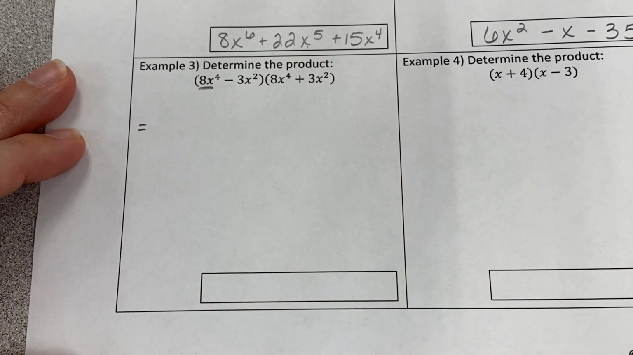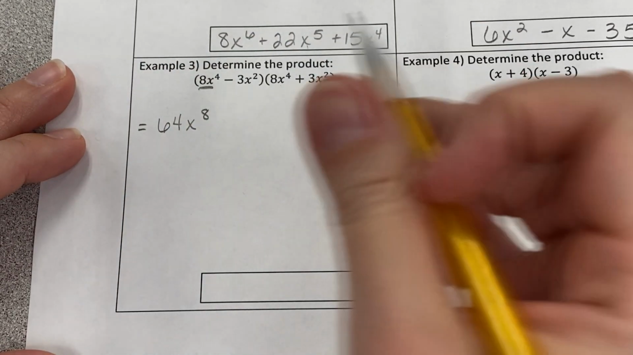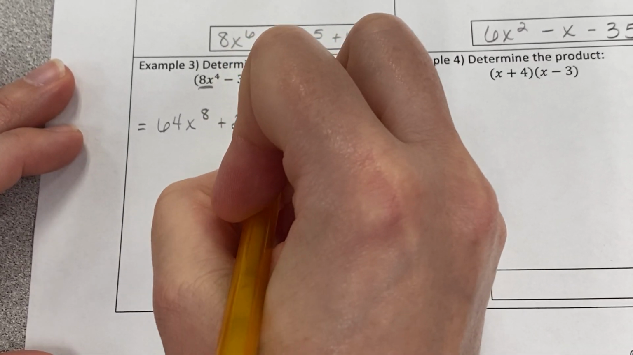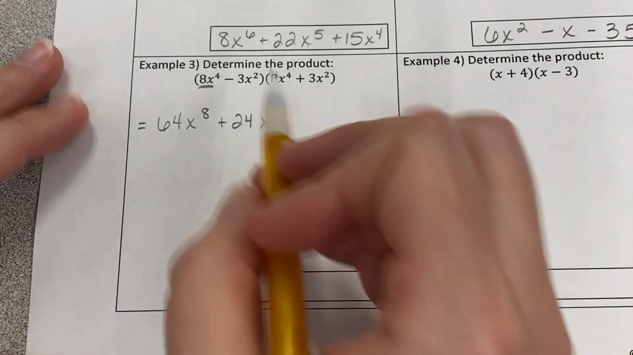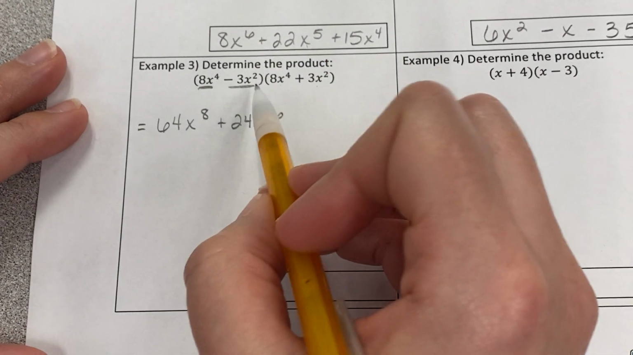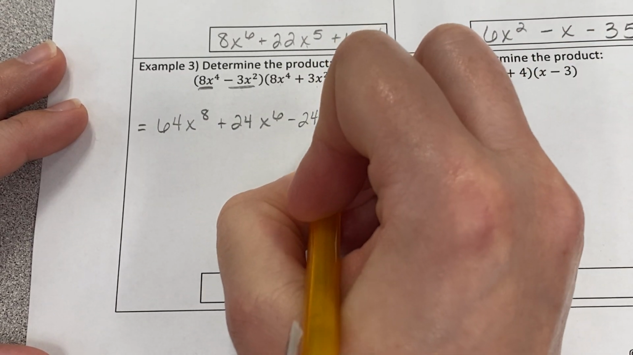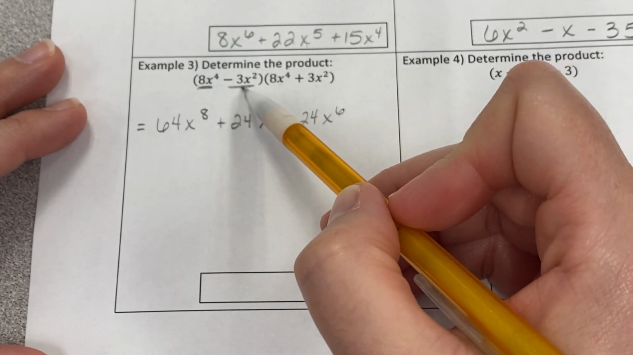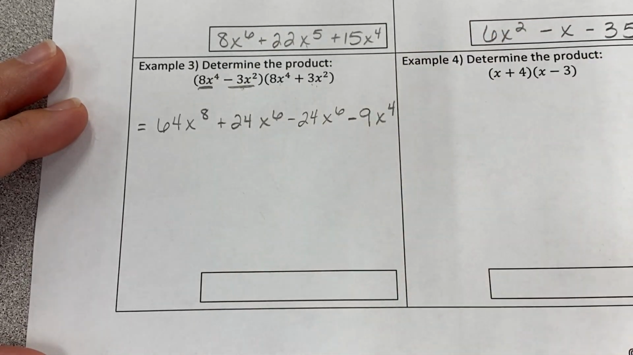First, I'm distributing this. 8x to the fourth times 8x to the fourth is 64x to the eighth. Then 8x to the fourth times 3x squared is 24x to the sixth. Remember, we multiply the coefficients, we add the exponents. All right, let's move on to this next term. Distribute that. -3x squared times 8x to the fourth is -24x to the sixth. And then these last, -3x squared times 3x squared is -9x to the fourth.